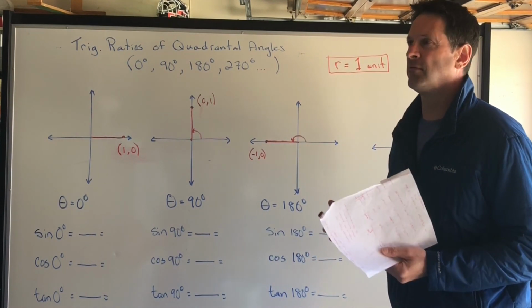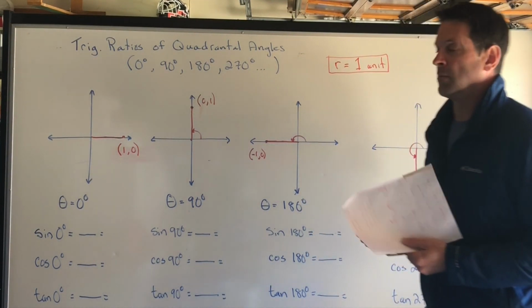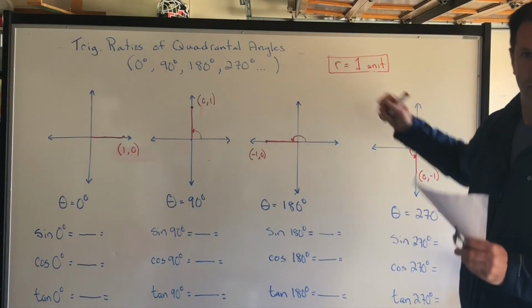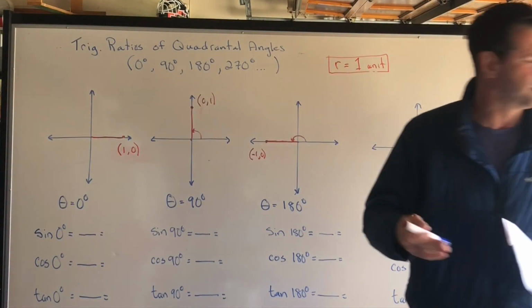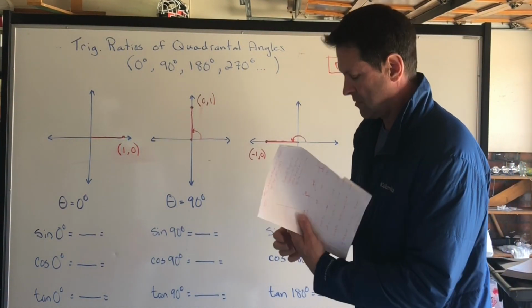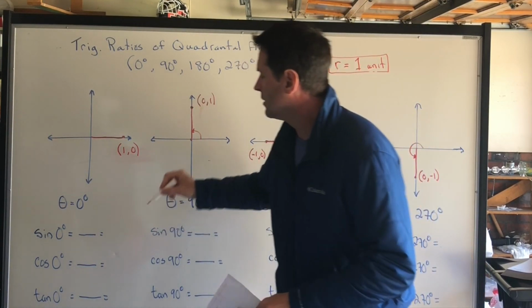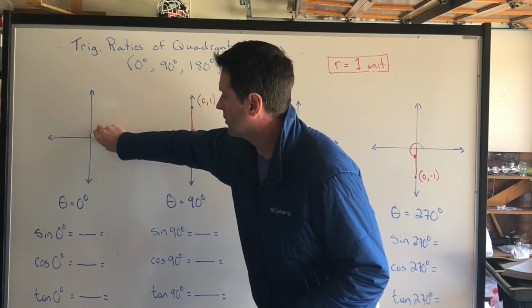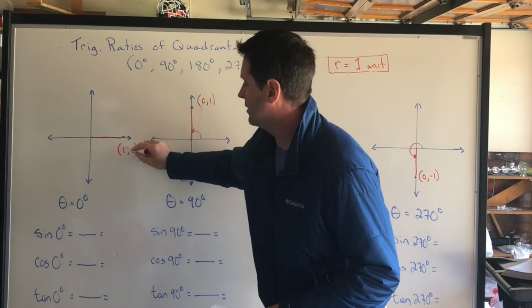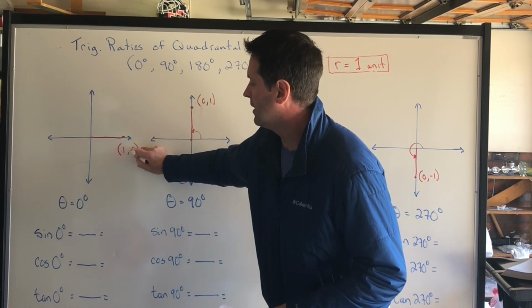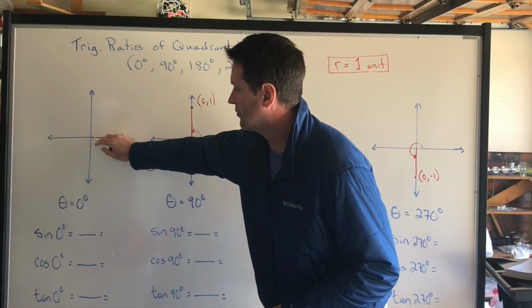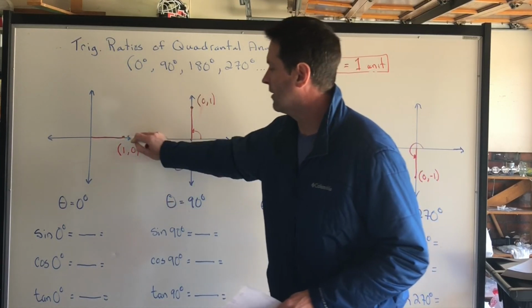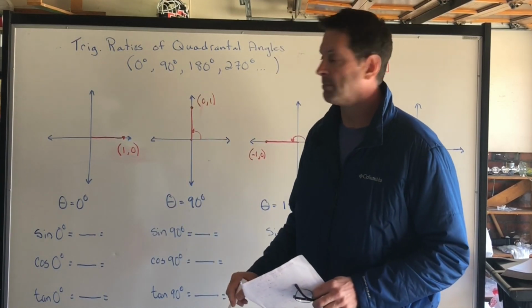Well, I want you to think of the terminal arm being only 1 unit long. It's positive, it's 1 unit long, it's a length. Now, that means for 0 degrees, the terminal arm is on the x-axis. Its point is at 1 and 0. Okay, the x-coordinate is 1, the y-coordinate is 0. That's the point. R is equal to 1.